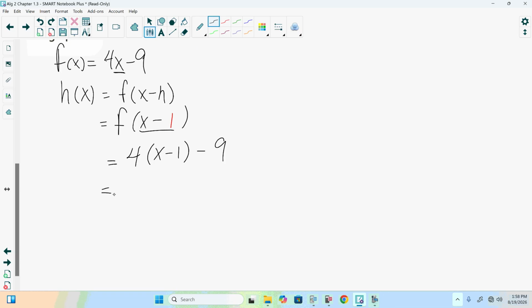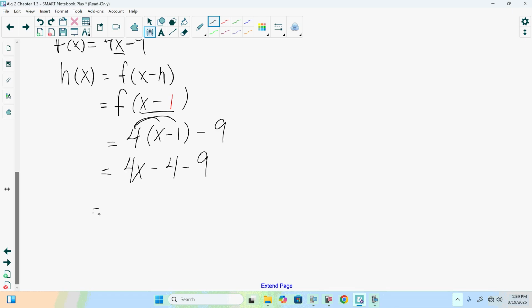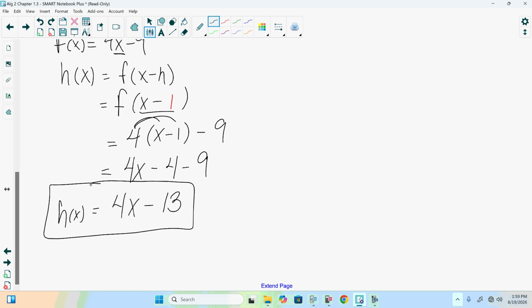Now, because we have just parentheses, we don't have squares, we can simplify this. We can easily multiply through by 4. 4 times x is 4x. 4 times negative 1 is negative 4. Negative 4 minus 9, negative 13. So our new function, h of x, is 4x minus 13.